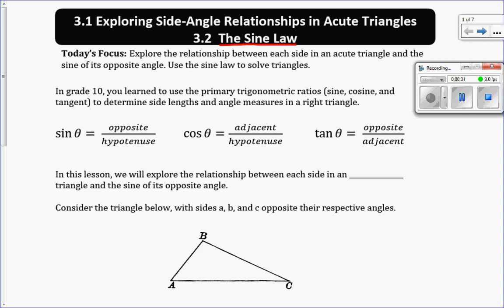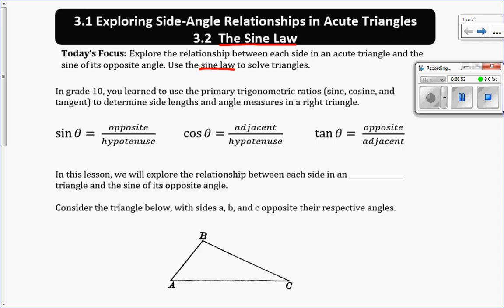Our focus is to explore the relationship between the side lengths and the sine of their opposite angles. In what we discover doing that, we're going to discover the sine law and learn how we can use it to find unknown angle measures and unknown side lengths in triangles.